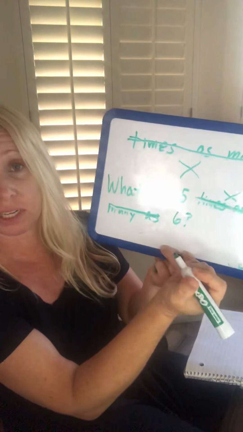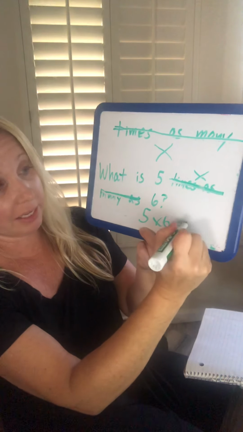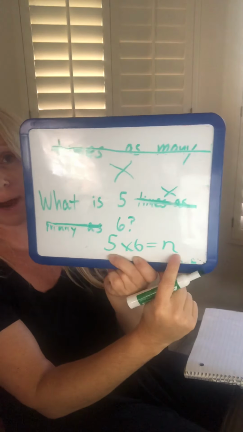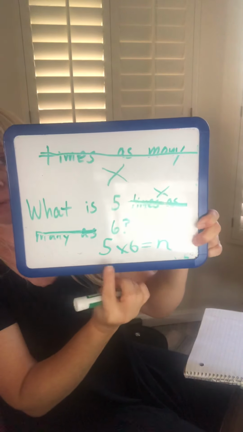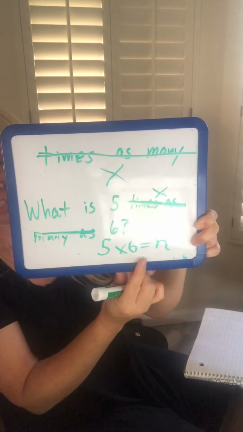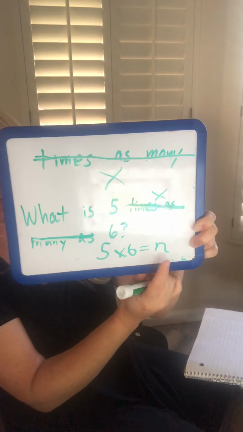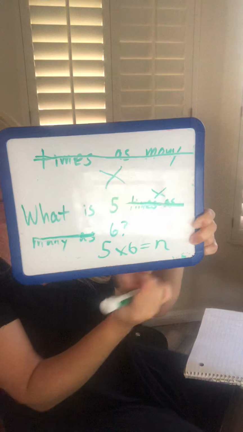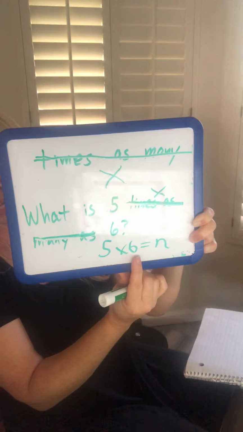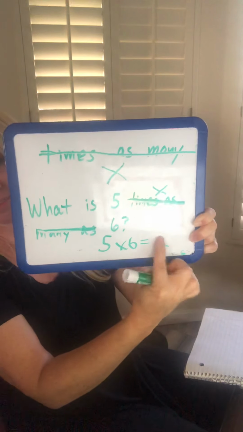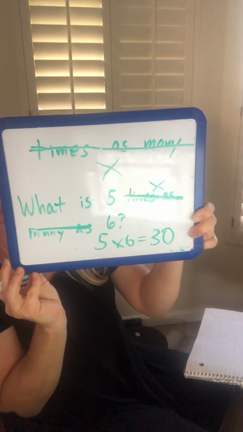We can write the matching equation, right? 5 times 6 equals n. n will be our product. So when we're multiplying, we know that these two numbers that we're multiplying together, these are called our factors. Factors are numbers you multiply together to get a product. So here we're trying to find a product. So what is 5 times 6? When I multiply these two factors together, what do I get? Hopefully you got the product 30, just like I did, okay?